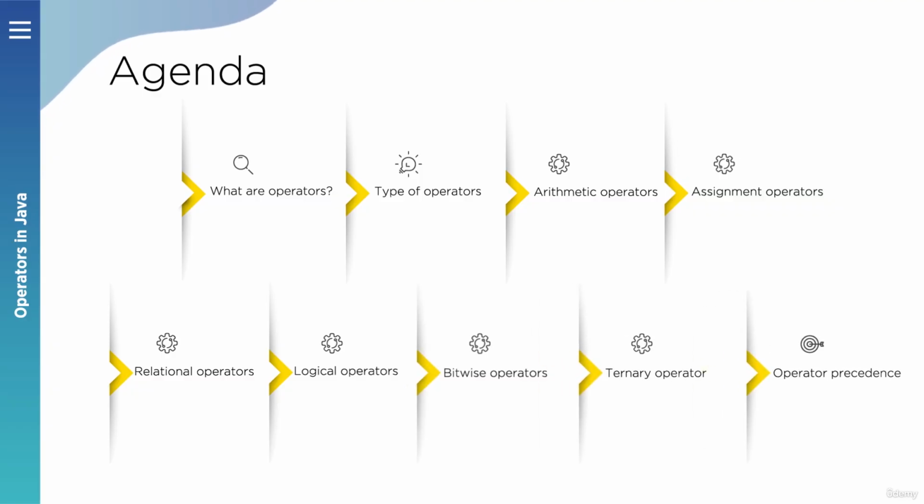The first criteria, number of operands. There are three types of operators based on number of operands. An operator is called a unary, binary, or ternary operator based on number of operands. If an operator takes one operand, it's called a unary operator. If it takes two operands, it's called a binary operator. If it takes three operands, it's called a ternary operator.